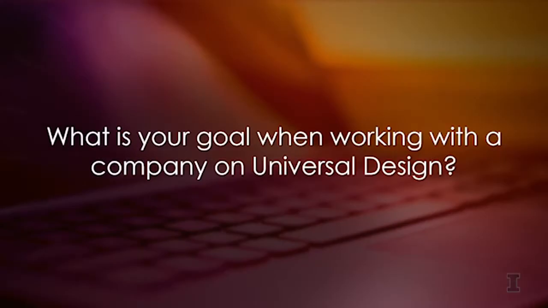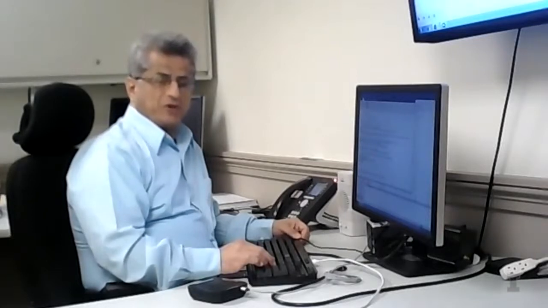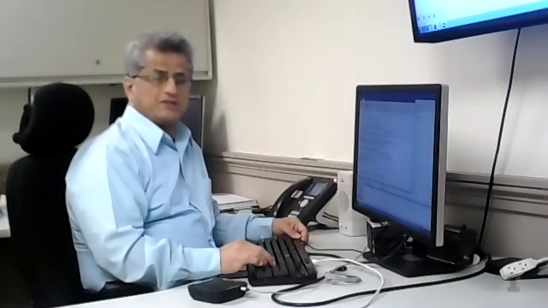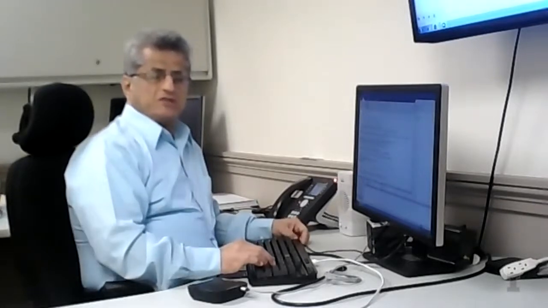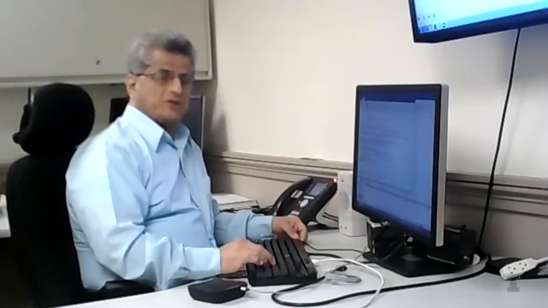What is your goal when working with a company on universal design? We try to make sure that the products are accessible at the time we are purchasing. But unfortunately, they don't produce accessible products by default. There are reasons for that, because those designers and developers have not learned about universal design or accessibility as they were learning their skills.